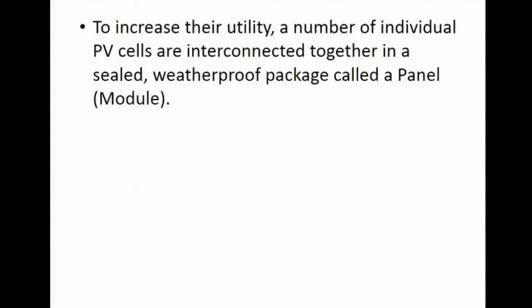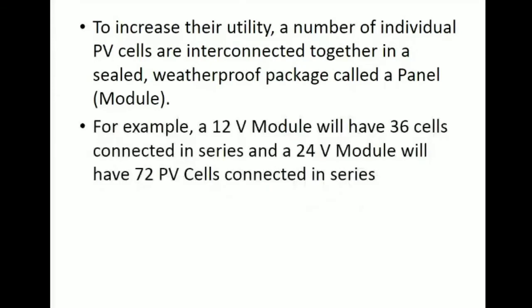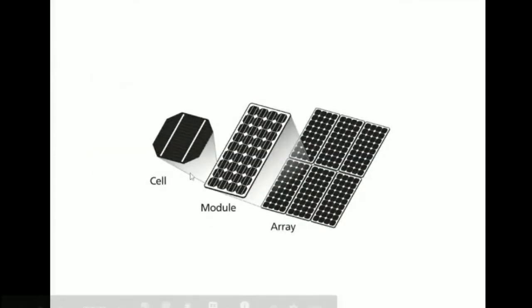To increase their utility, a number of individual PV cells are interconnected together in a sealed weatherproof package called a panel or module. For example, a 12-volt module will have 36 cells connected in series and a 24-volt module will have 72 PV cells connected in series. Here we can see a single solar PV cell, then how the module is formed using different cells, and using the modules we can construct an array.